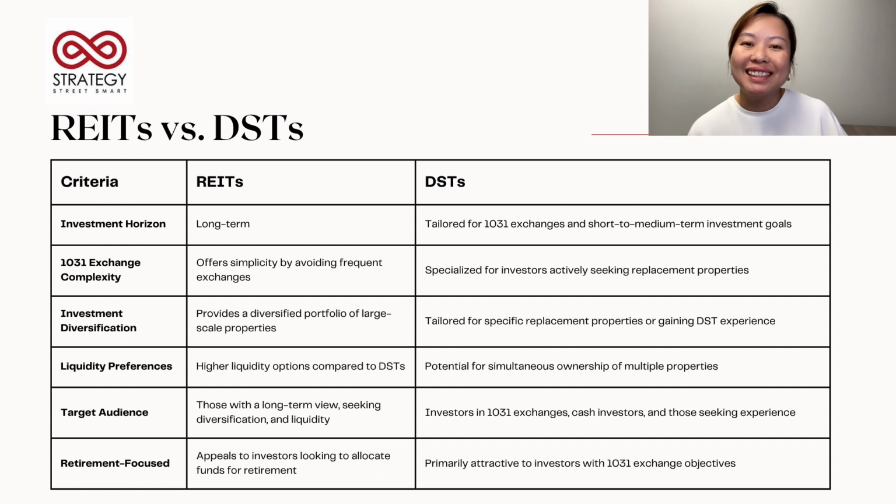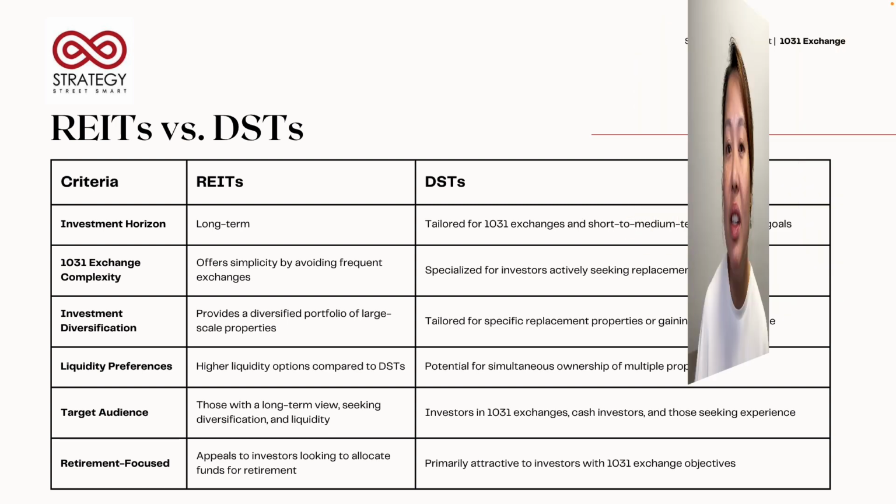and those looking to invest in retirement funds. On the other hand, DSTs attract investors who are specifically looking for replacement properties to fulfill a 1031 exchange, and cash investors interested in particular DST properties or who aim to gain experience with DSTs before making a larger investment in the future.